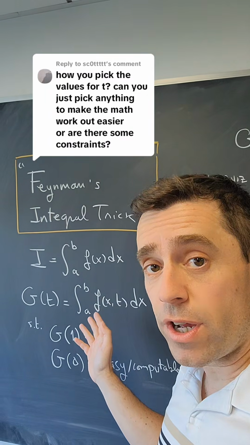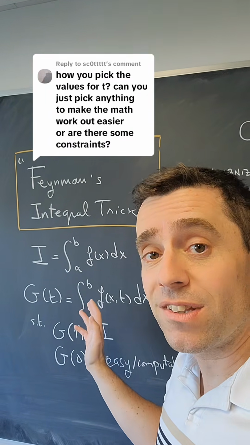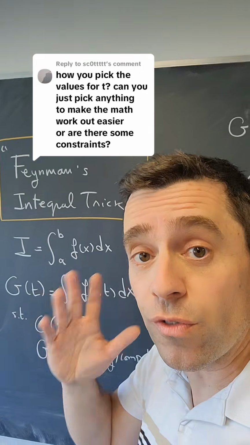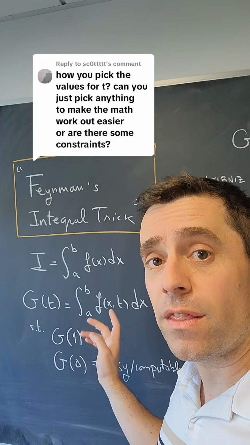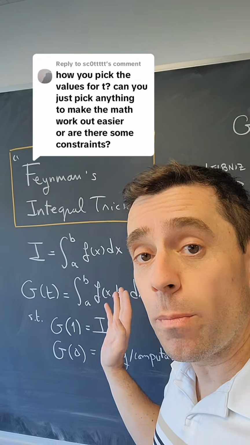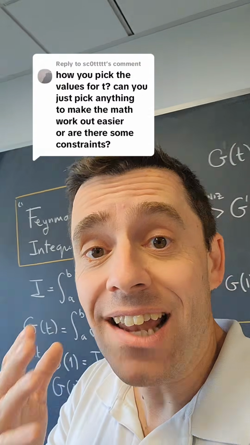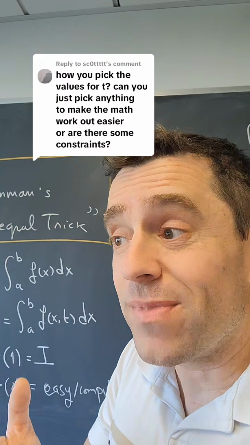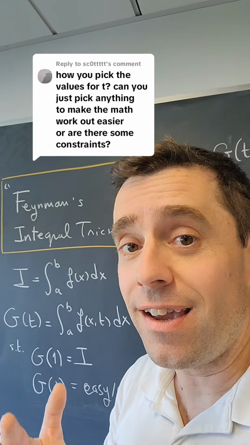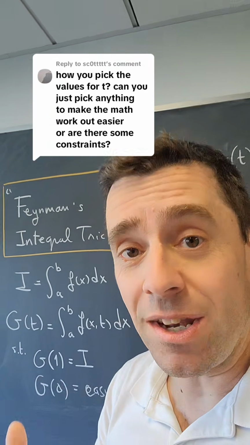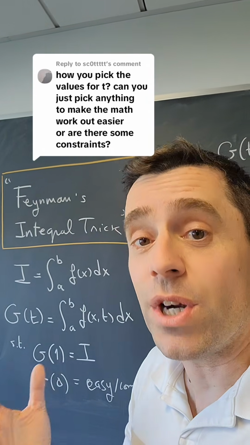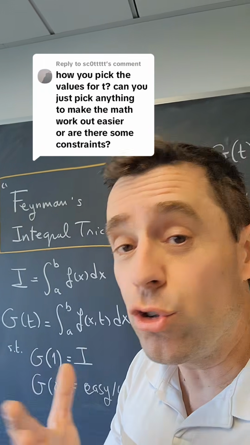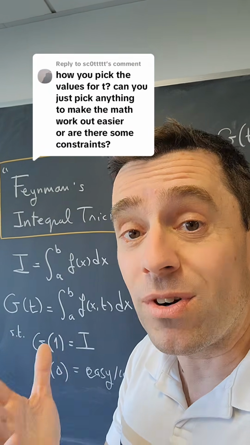So when you're doing this trick, typically called Feynman's integration trick, even though it's not due to Feynman, how do you pick the parameter t? How do you pick where to put it? And that is exactly the reason why this trick is usually not taught in calculus classes, because it's a nightmare to teach. There is no rhyme or reason. You really have to be very creative about where to put the value of the parameter t.